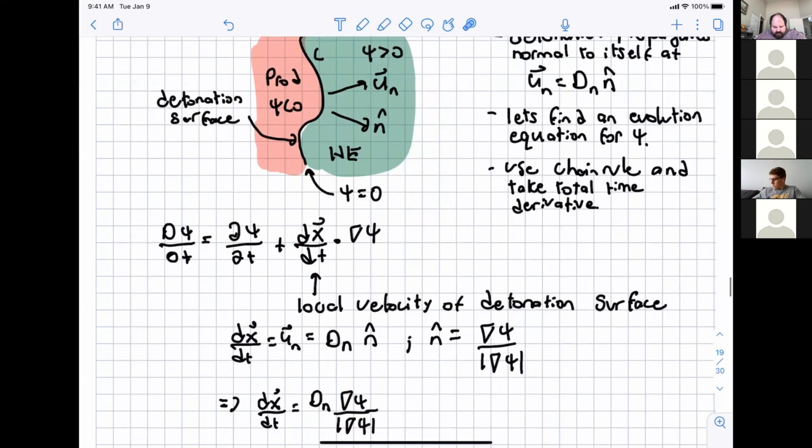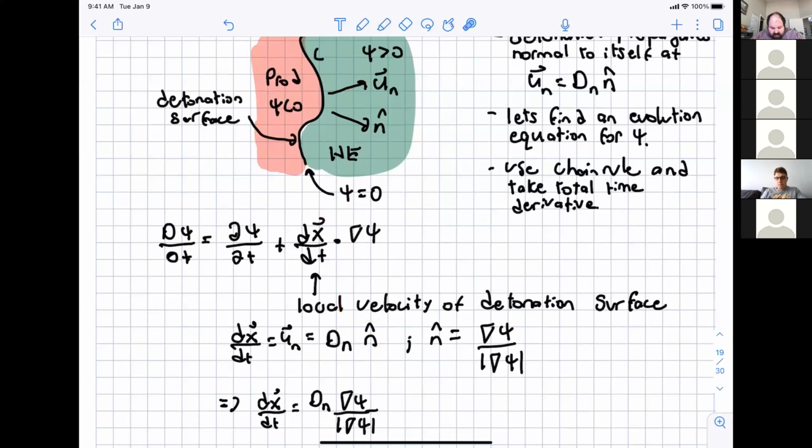Okay, so now we want this dx/dt to be the local velocity of the detonation surface. We're going to define that to be the velocity vector of the surface in the normal direction, because again, we know that the detonation propagates normal to itself. And so that equals Dn times n hat. We could basically take this and substitute it in, but now we have our arbitrary surface. How on earth do we find n hat?